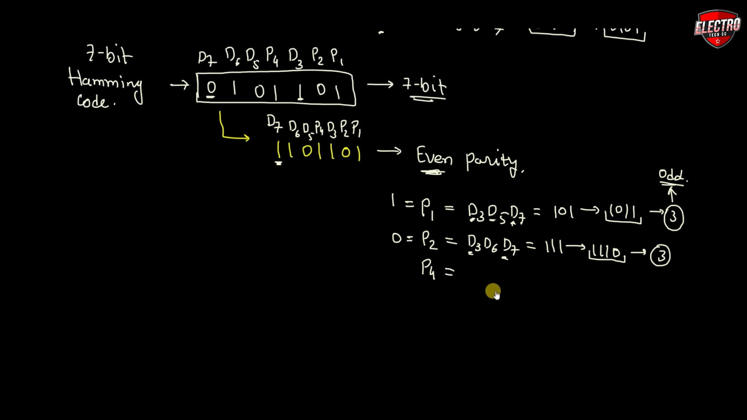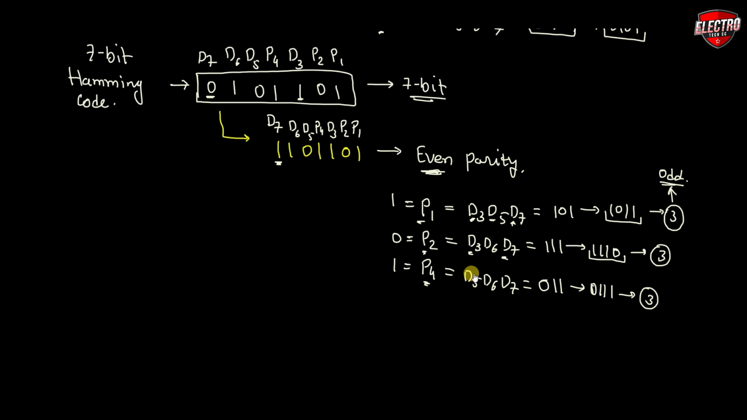Let us check the final one, the P4 parity bit. P4 is equal to 1 in the received message, and P4 depends on D5, D6 and D7. If we place all these bits, then D5 is equal to 0, D6 is equal to 1, D7 is equal to 1. Again, the bits are 1, 0, 1, 1, and the parity bit is equal to 1. The number of ones is equal to 3. That means 3 is an odd number.